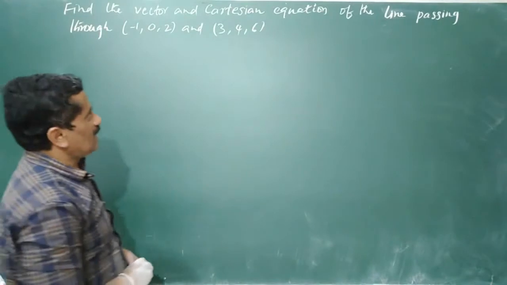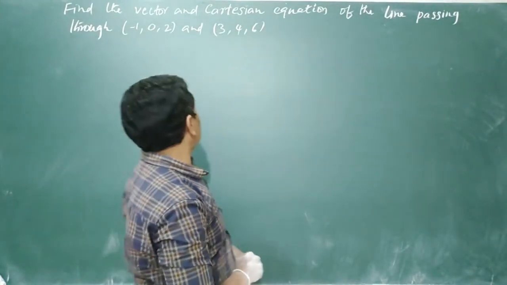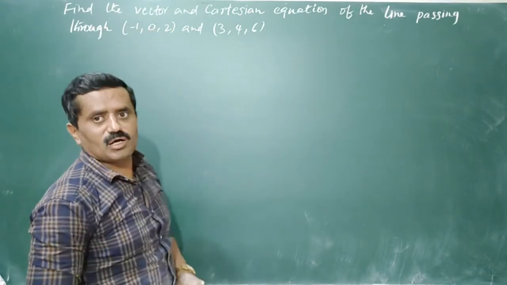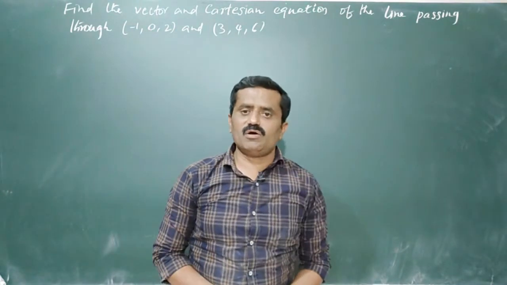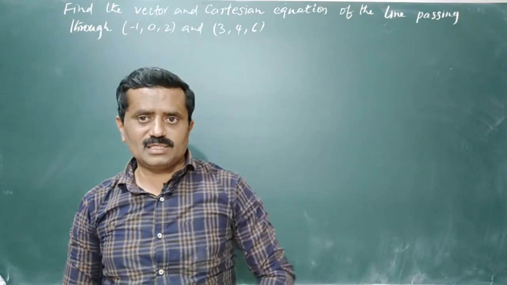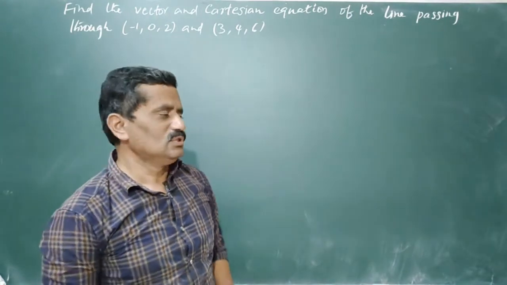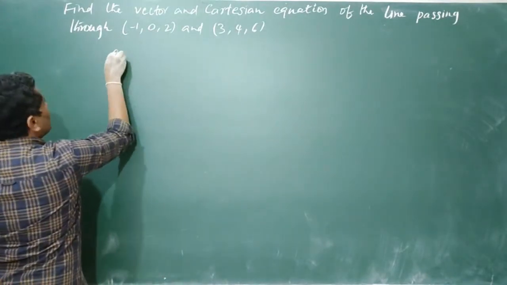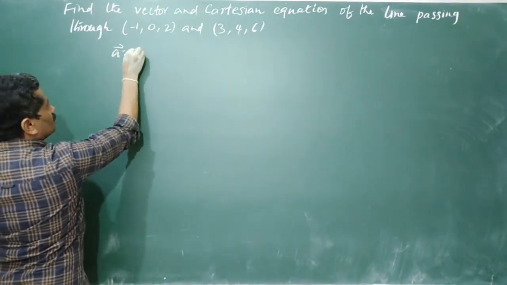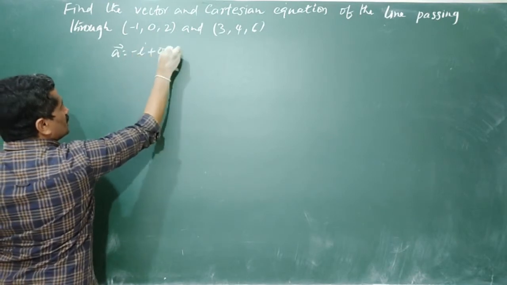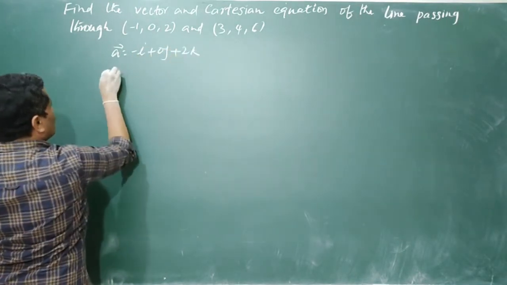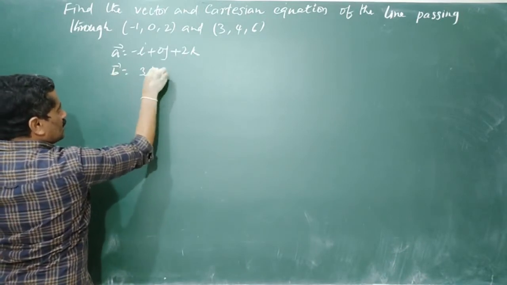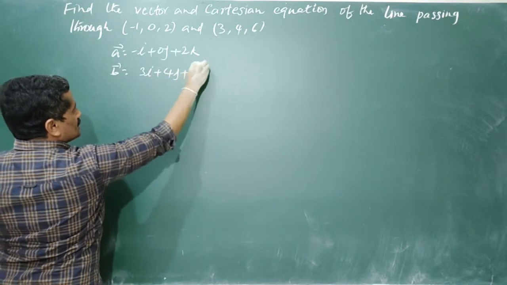Next, find the vector and Cartesian equation of the line passing through the points minus 1, 0, 2 and 3, 4, 6. Now this is in the form of the equation of a line passing through 2 points. So here given that a bar is equal to minus i plus 0j plus 2k and b bar is equal to 3i plus 4j plus 6k.